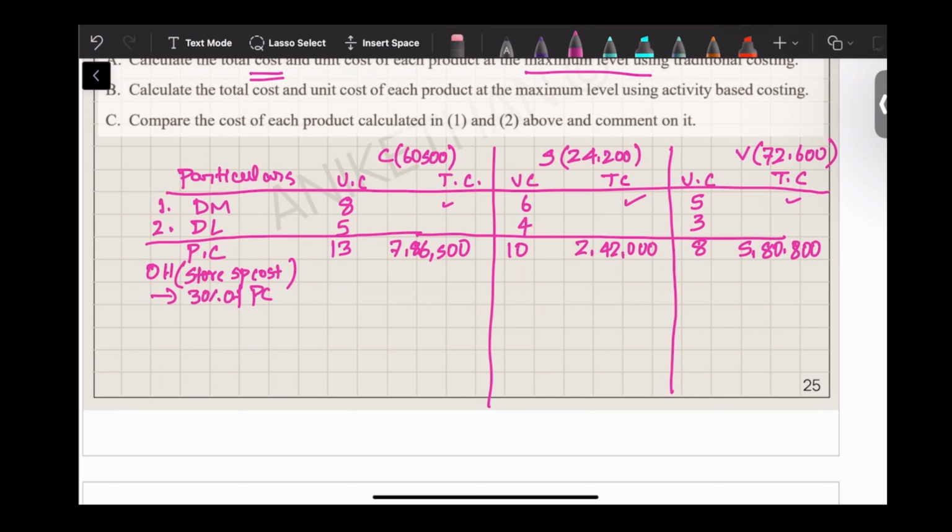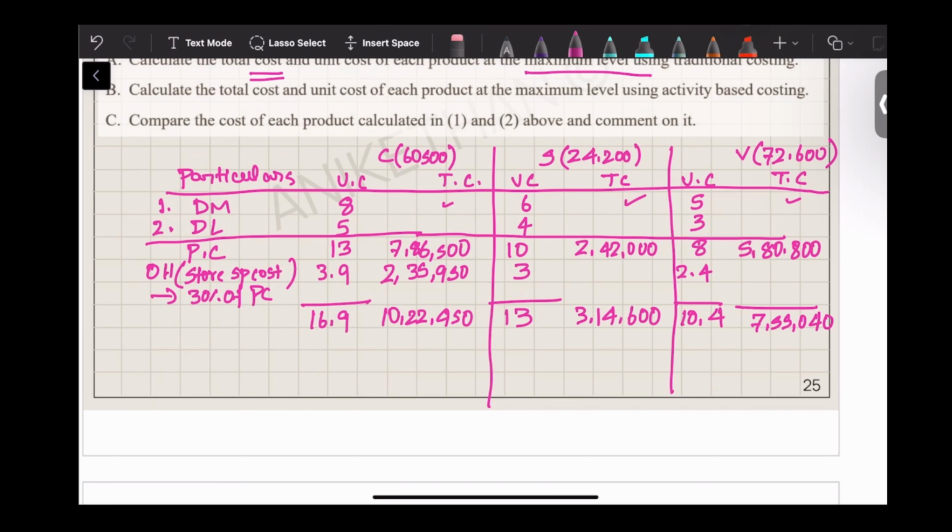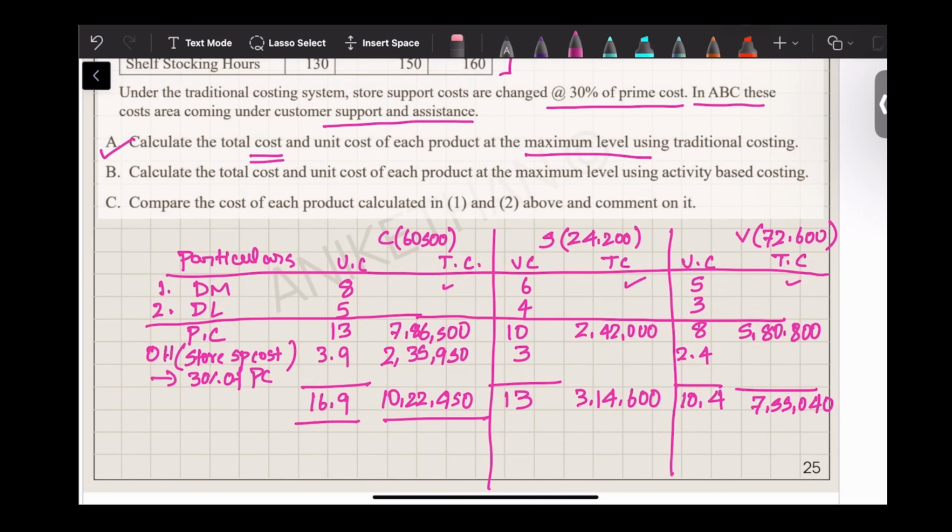So 30% of 7 lakh 86,000. I will get 2 lakh 35,000. This I can also do at unit level. 30% of 13 I can take. So I will do the same thing for strawberry. 30% of 10 is 3, so total unit cost 13. Then 30% of 8, 2.4. So total will come 10 lakh 22,450 for cocoa, 3 lakh 14,600 for strawberry, then 7 lakh 55,040 for vanilla. So first part of the question, which is A, calculating in the traditional costing, I have completed.